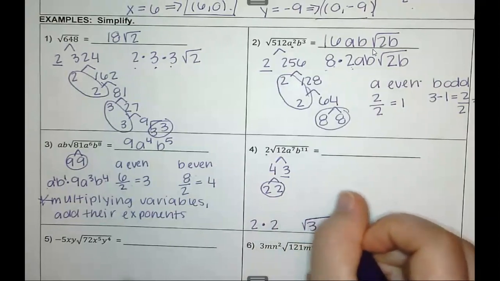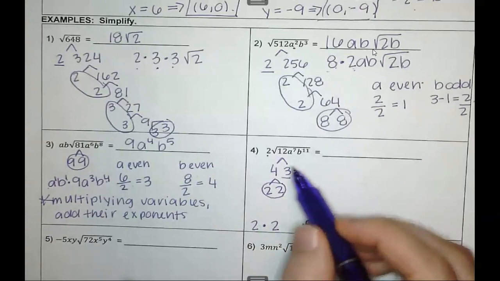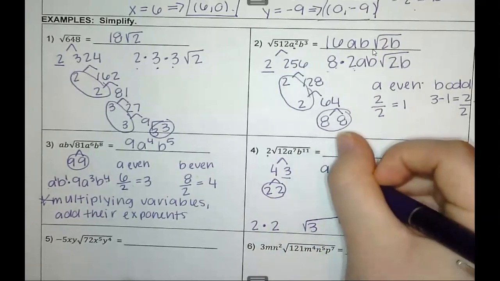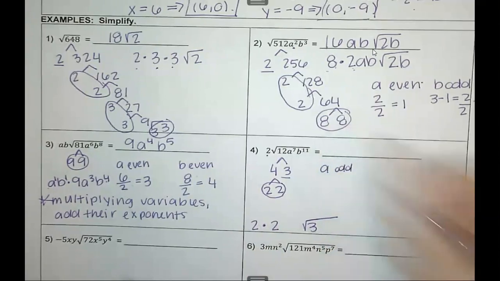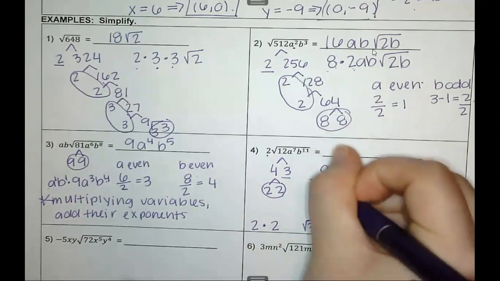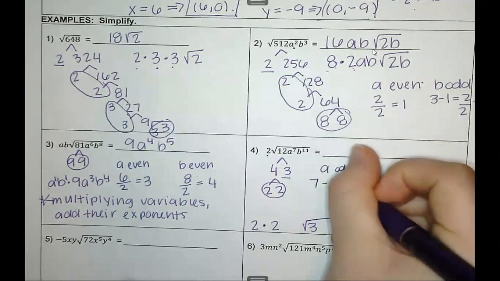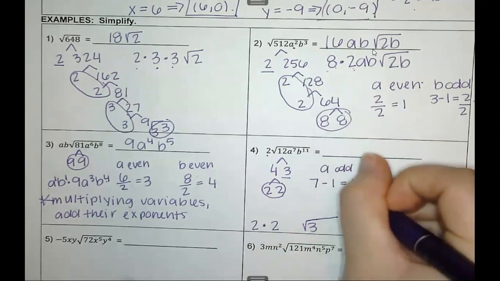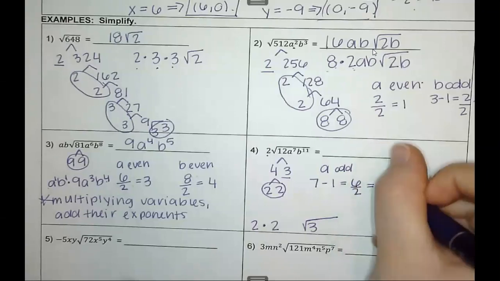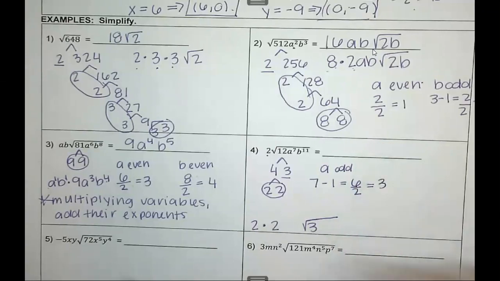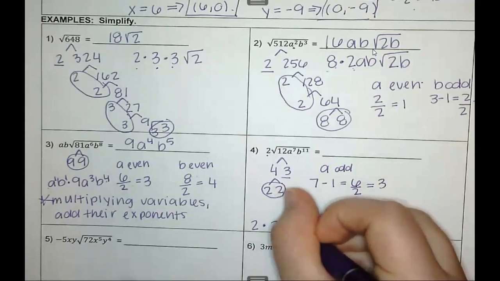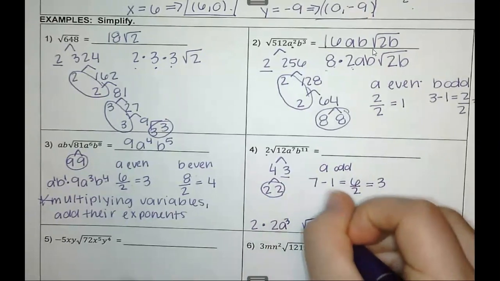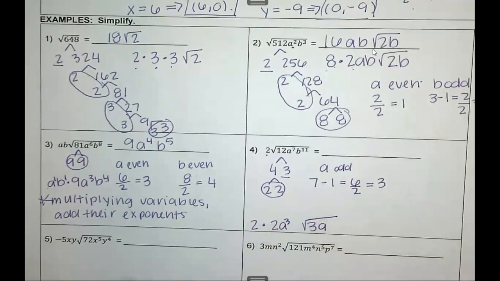All right, so now we need to deal with our variables. So A has a power of 7, which is odd. Our rule for odds is to subtract 1, which would give us 6, and then divide by 2, which would give us 3. So I'm going to get to pull out an A to the 3rd. However, because it was odd, we also have to put 1 under the square root for our remainder.